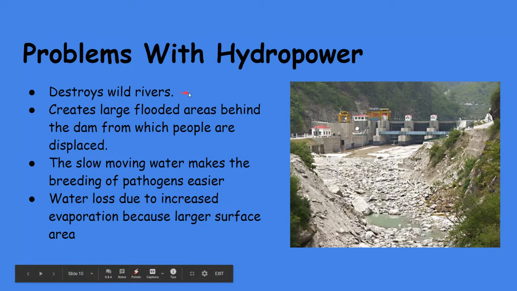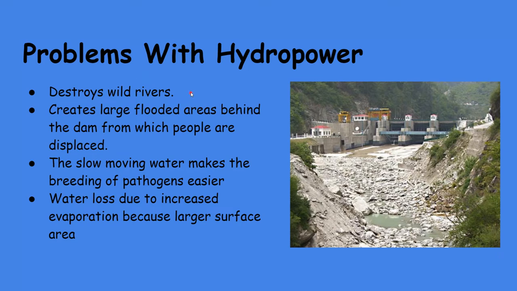Other problems: it destroys the wild rivers, right? Because you're blocking off stuff, preventing water and everything else in the river from flowing. And it will create a large flooded area behind the dam. So we're talking about that large storage space, that reservoir. In order for that large storage space or reservoir to be created, you have to evacuate people. So imagine that this is the wall, this is the dam, and then behind this, you need a big pool. That big pool is going to be wider than the width of the normal river, so you have to move people out of the way.